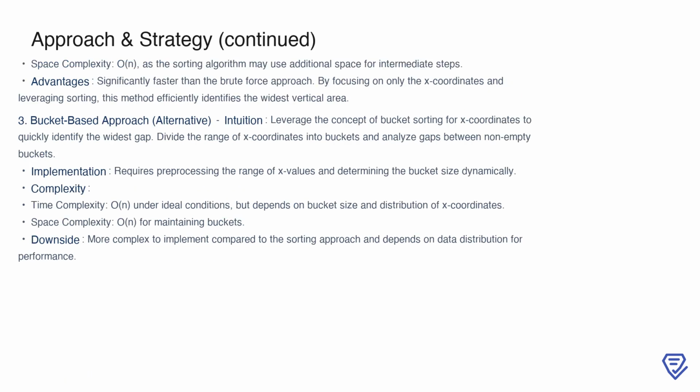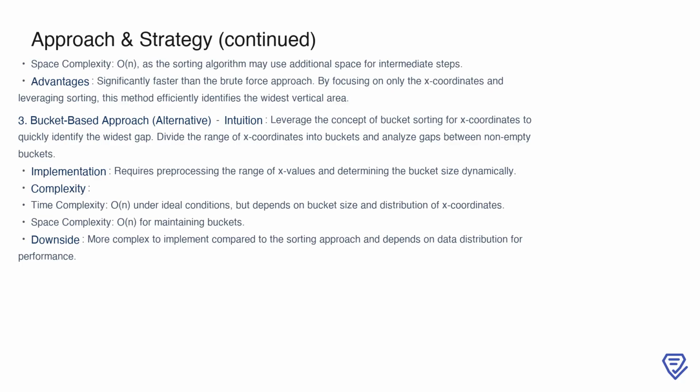The optimized sorting approach also has a space complexity of O(n), accounting for the additional space used during sorting. Its advantages are clear: it's significantly faster than the brute force approach and avoids unnecessary comparisons by focusing only on the x-coordinates. By leveraging sorting, it efficiently identifies the widest vertical area without requiring additional assumptions. An alternative approach we considered is the bucket-based method.